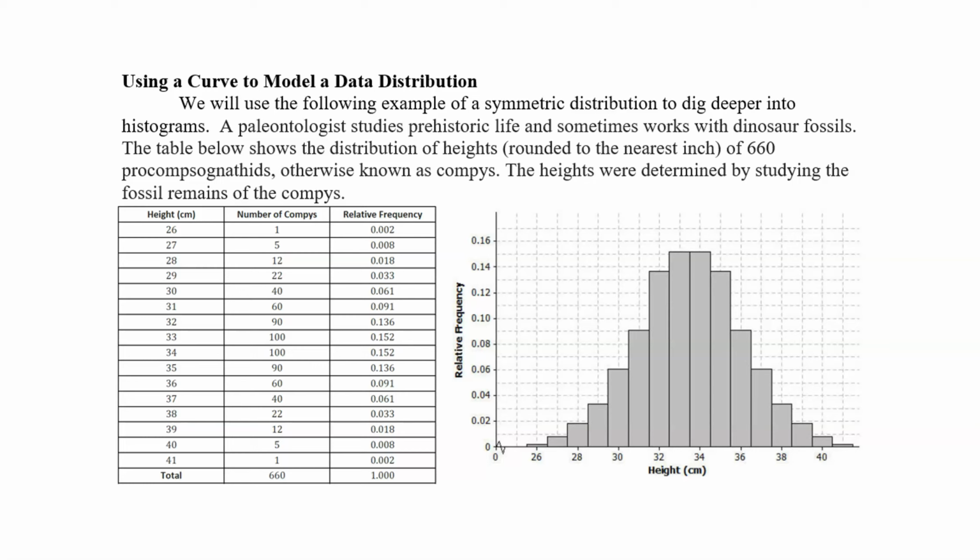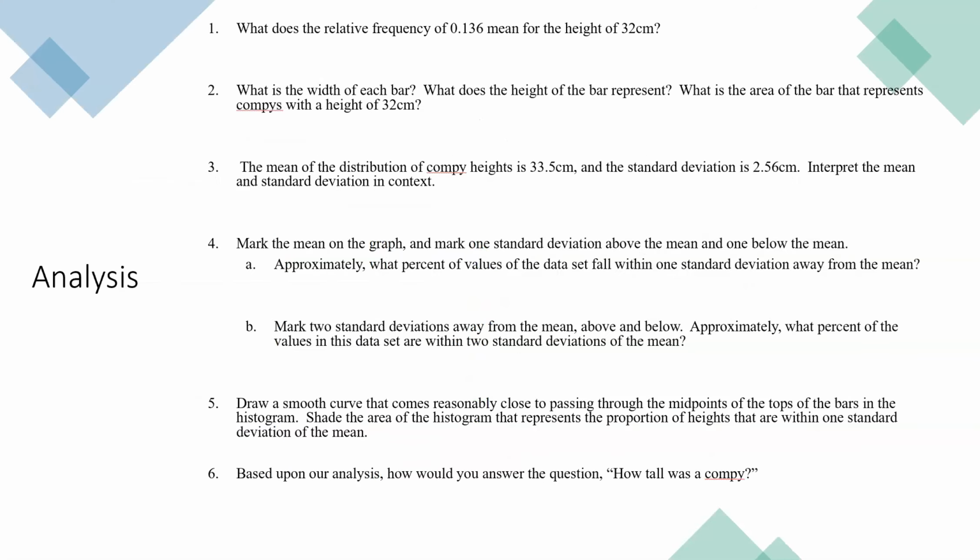We're going to start with some of our analysis questions, starting with number 1. What does the relative frequency of 0.136 mean for the height of 32 centimeters? What this means is that of the 660 compies in our sample, 13.6% of them measure 32 centimeters in height. This also means that in terms of probability, if we were to choose at random, we have a 13.6% chance that we select a compy of 32 centimeters.